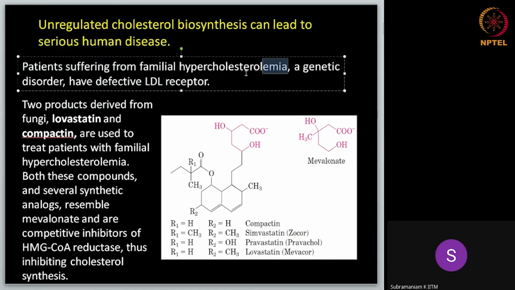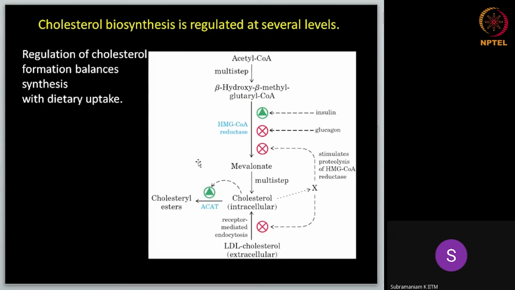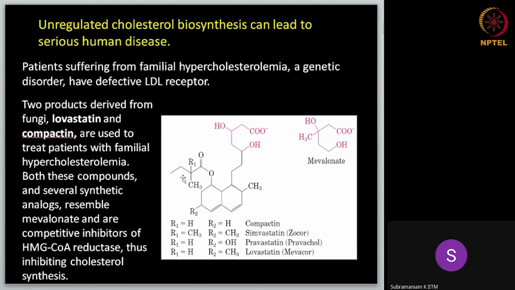And in such a situation, what you want to do is intervene therapeutically, blocking this enzyme. Therefore, you don't make cholesterol. Okay. And here are those inhibitors. So the common inhibitors were originally found in fungus, and so they are lovastatin and compactin found in fungi, and they are used to treat. Now we have many synthetic versions as well.